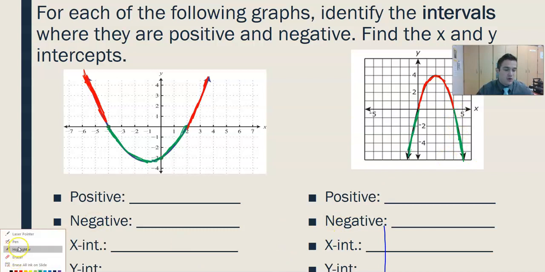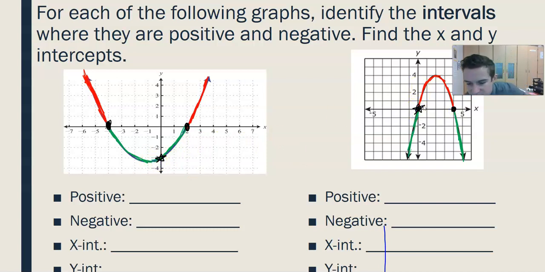And then I'm going to put a thick dot on the places where I cross the x-axis. Right there, right there, right there, right there. Anytime I touch the water, I'm going to put a little star every time I touch the y-axis. And look right here, there's a star on top of a dot here. Okay. So, what we're going to do here, I'm going to define or write what the intervals are where this graph is positive.